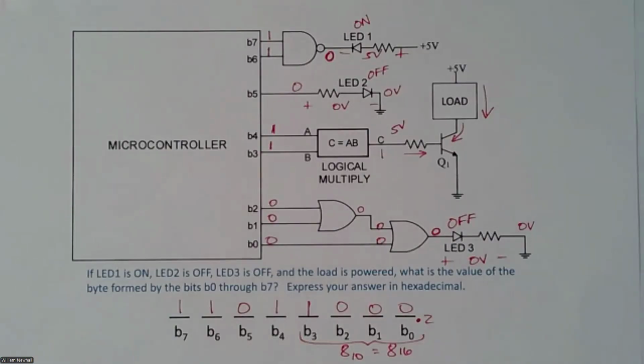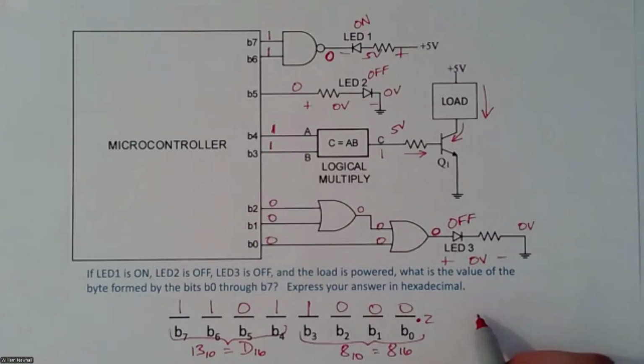Okay. And then we have 1101. We're going to convert this to a hex value. So that is what, 4 or 8 plus 4, which is 12, plus 1 is 13, base 10, which is a D as in delta, base 16.